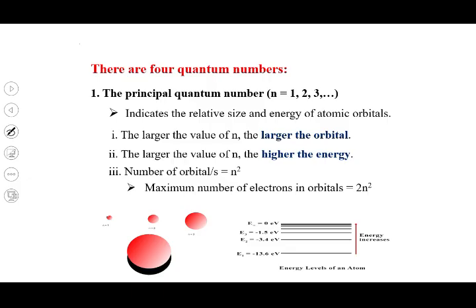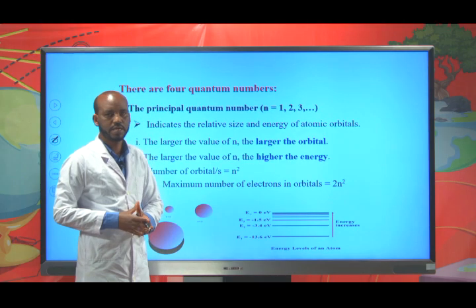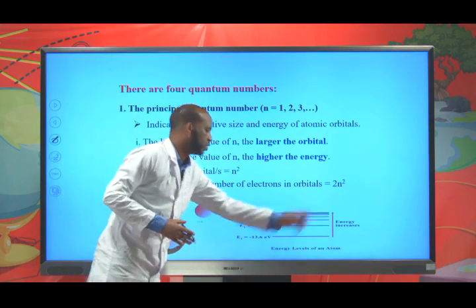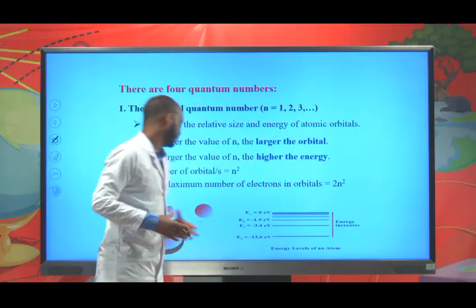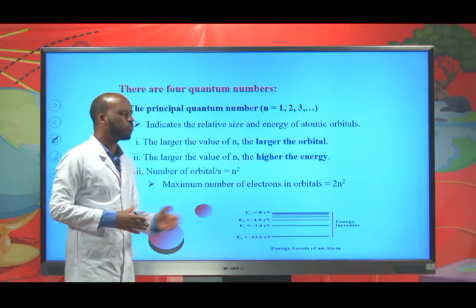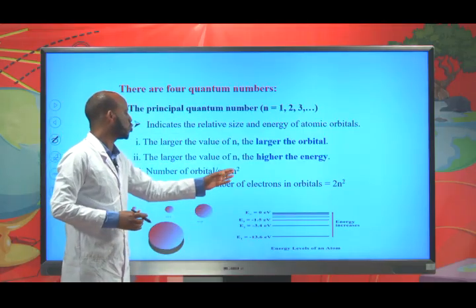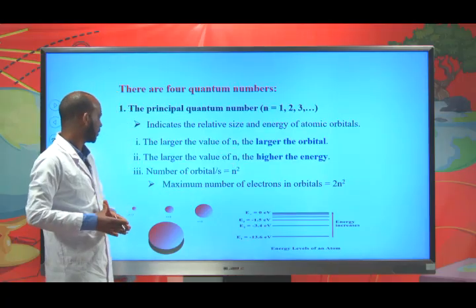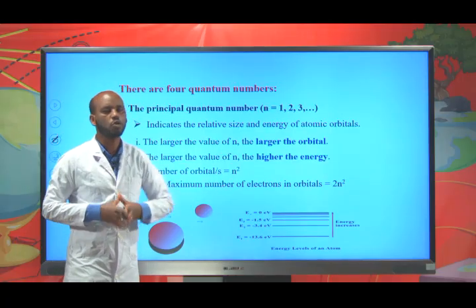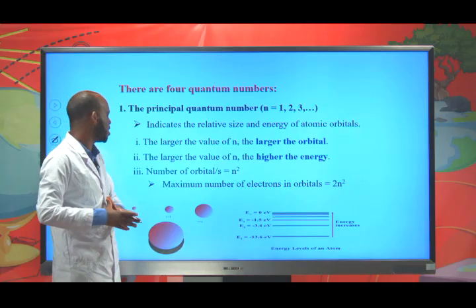The larger the value of n, the larger the orbital. The larger the value of n, the higher the energy. As the value of n increases, energy also increases. The number of orbitals is equal to n squared. The maximum number of electrons in an orbital is 2n squared.